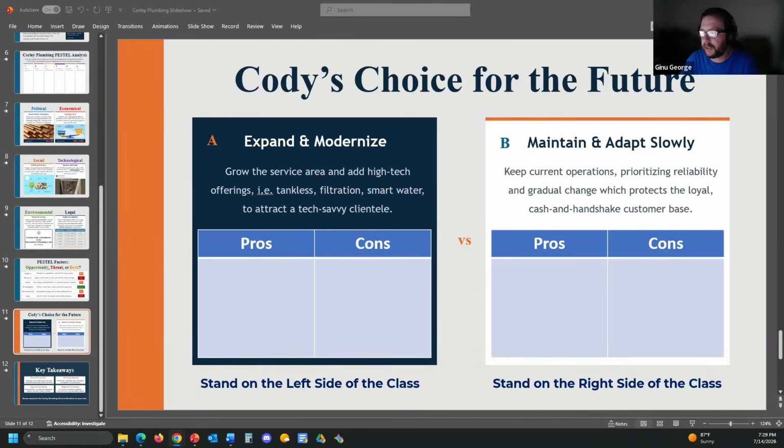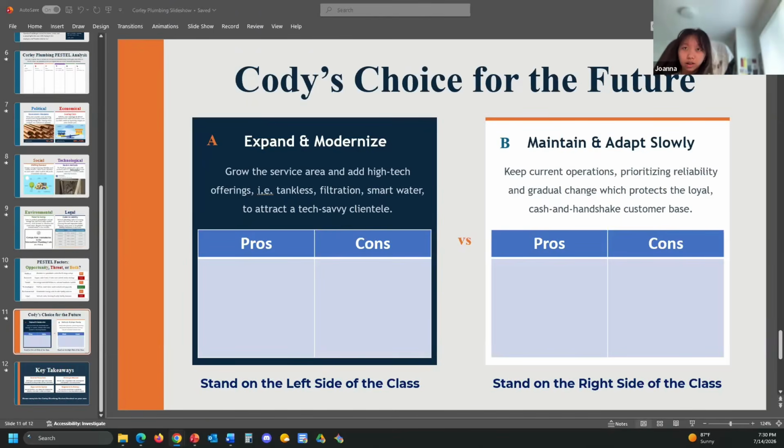Ladies, have any thoughts? Why should he expand and modernize? I think that if Cody expands and modernizes, his clientele, well, his whole market will expand a lot more. And I think the opportunity to expand outweighs the risks. Okay. Opportunity outweighs the threats. I love it, Sabrina. Eva, Joanna, anything to add, or are you good?